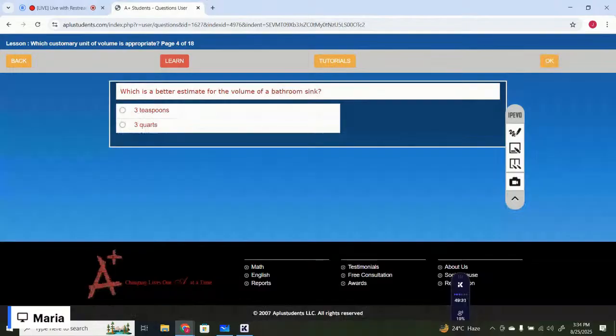Which is a better estimate for the volume of a bathroom sink? The volume of a bathroom sink would be 3 quarts. Option 2 is the correct option.